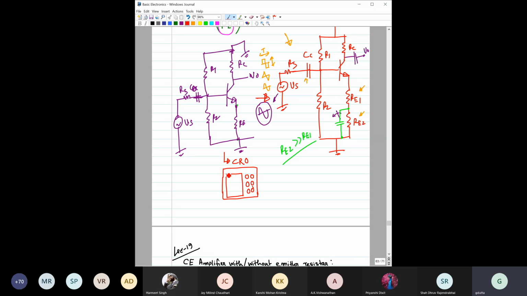Sir, is this CRO the same as an oscilloscope? CRO stands for cathode ray oscilloscope, so it is actually an oscilloscope only.